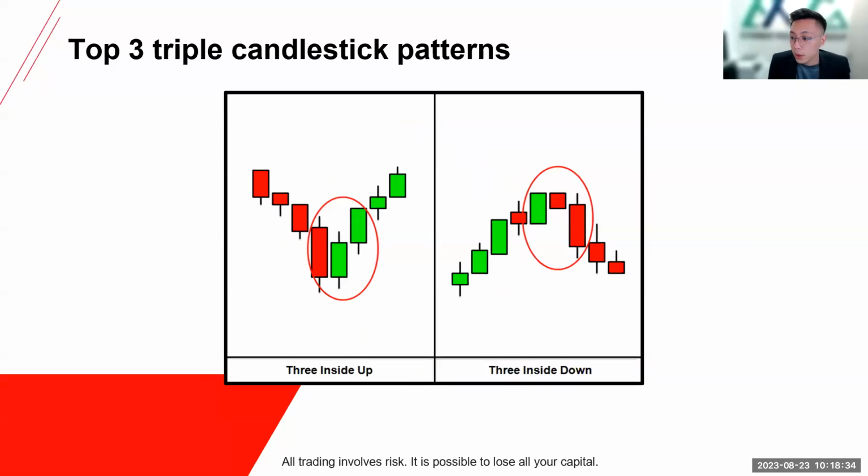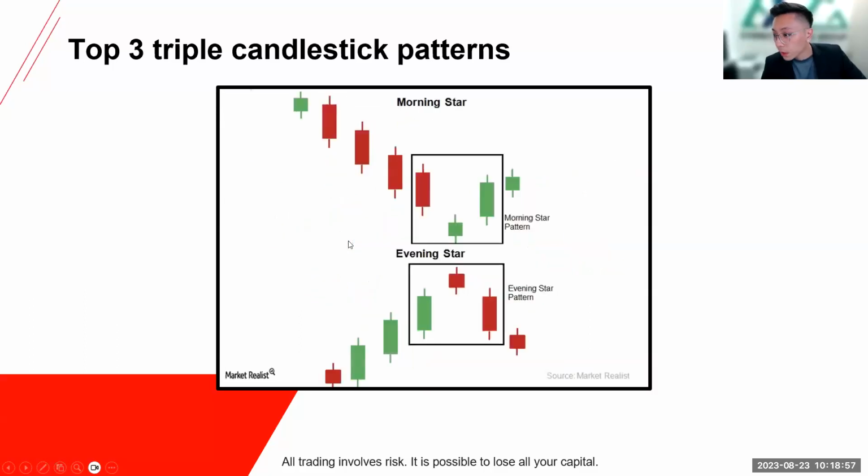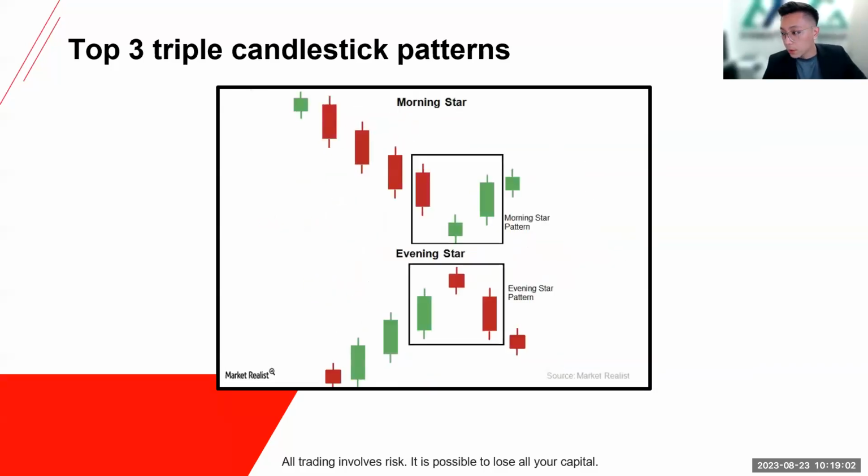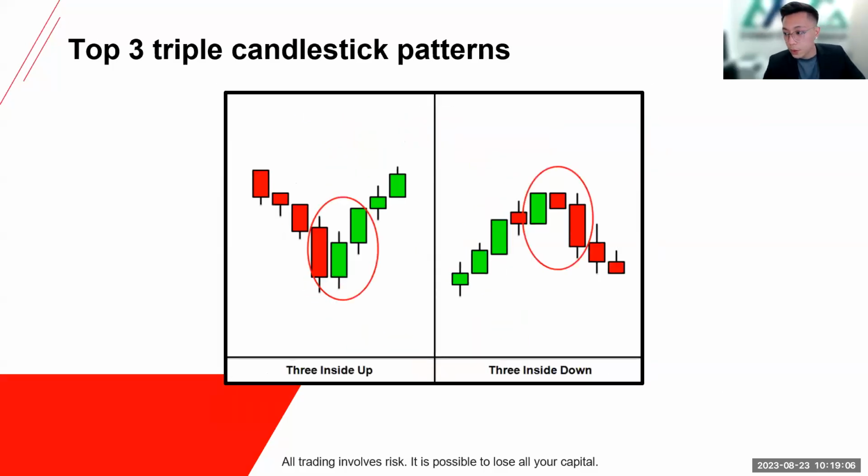All right, so top three, the last one will be three inside up. This may be a bit more difficult for you guys to notice, so let me just explain it to you. Three inside up means that this first bearish candle will be bigger than the second. It looks the same as the morning star pattern, right? Bearish, bullish, bullish.